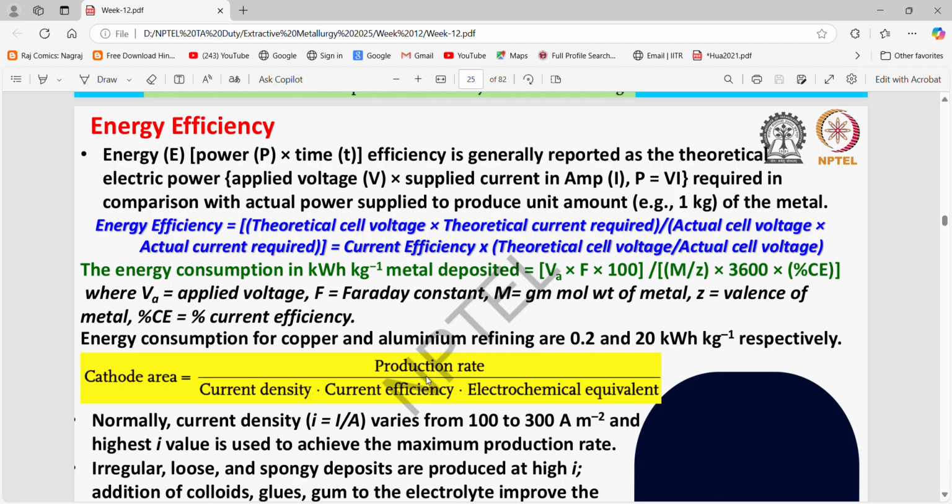Then coming to the energy efficiency, energy is power into time. Efficiency is generally reported as the theoretical electric power applied, voltage into supplied current in ampere, P equal to VI, required in comparison with the actual power supplied to produce a unit amount of the metal. So energy efficiency can be calculated as theoretical cell voltage into theoretical current required divided by actual cell voltage into actual current required, or it can be defined as current efficiency into theoretical cell voltage divided by actual cell voltage.